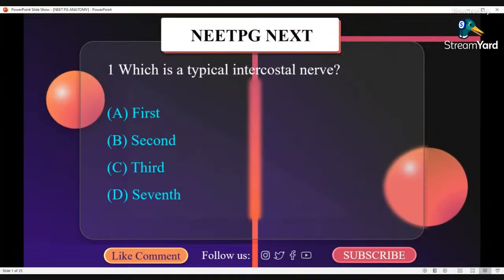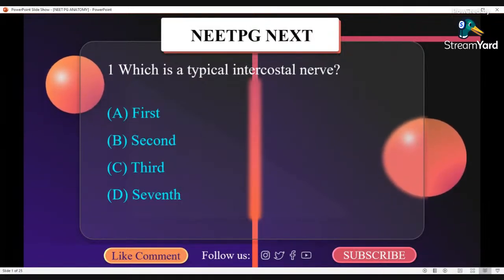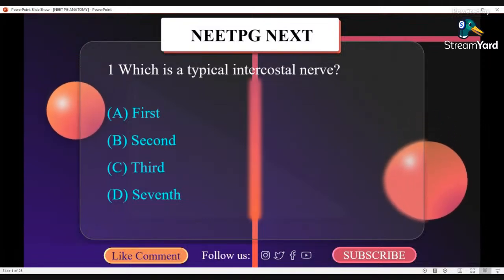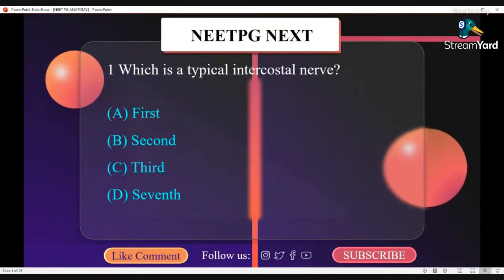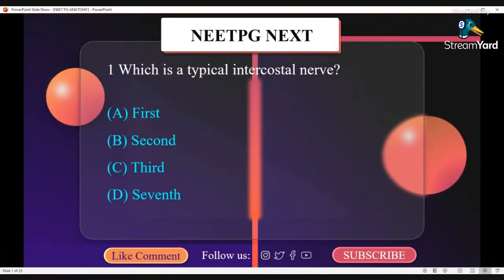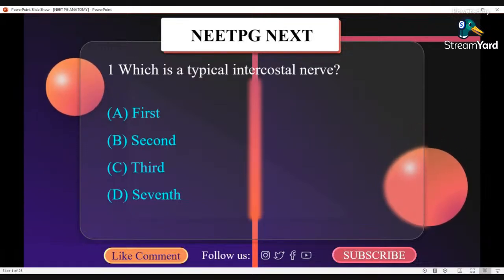Typical intercostal nerves are the ones that are confined to their own intercostal spaces in the thoracic wall. The third, fourth, fifth, and sixth intercostal nerves are typical nerves. So the correct answer here is C.